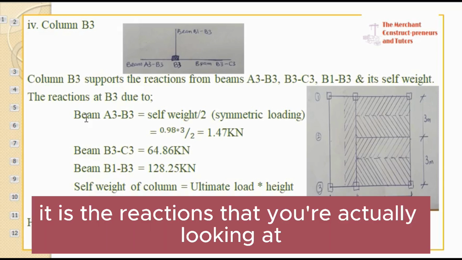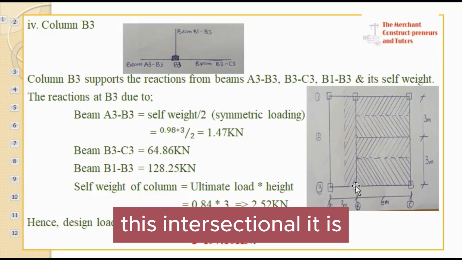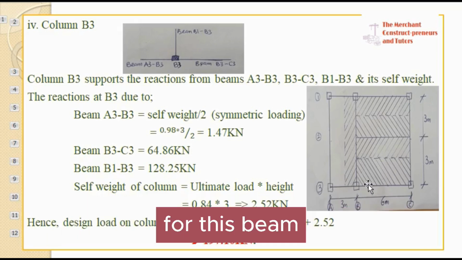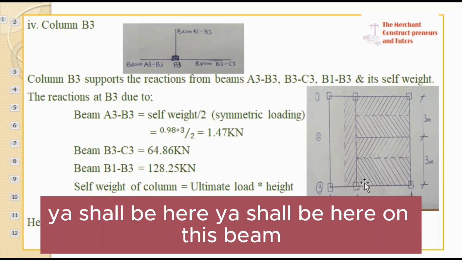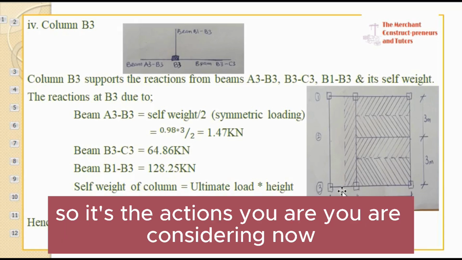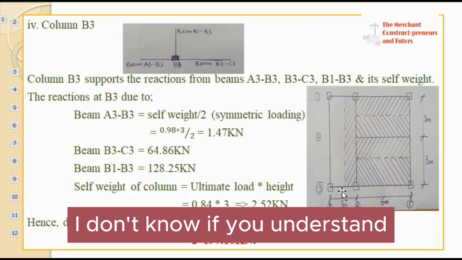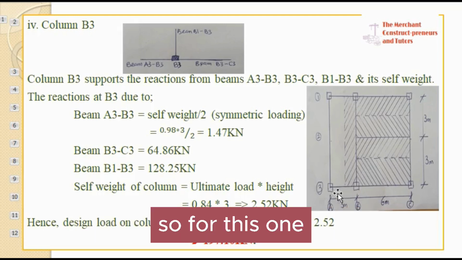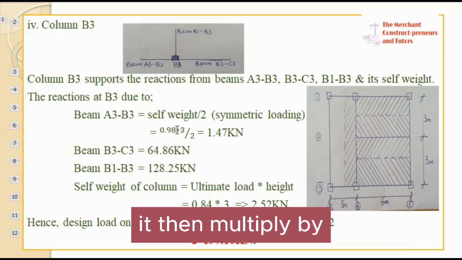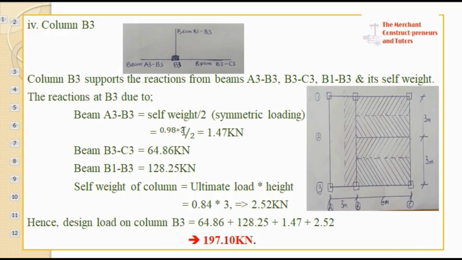Now it is the reactions that we are actually looking at, because at this intersection, this is the beam here. Reaction will be on this portion and reaction will be on this portion. For this beam, reaction will be here and here. So it is the reactions we are considering now. For this one, we have the self-weight of the beam as 0.98 multiplied by 3 divided by 2, symmetrically loaded, because what you have on the left is the same as what you have on the right. That's why it's divided by 2.